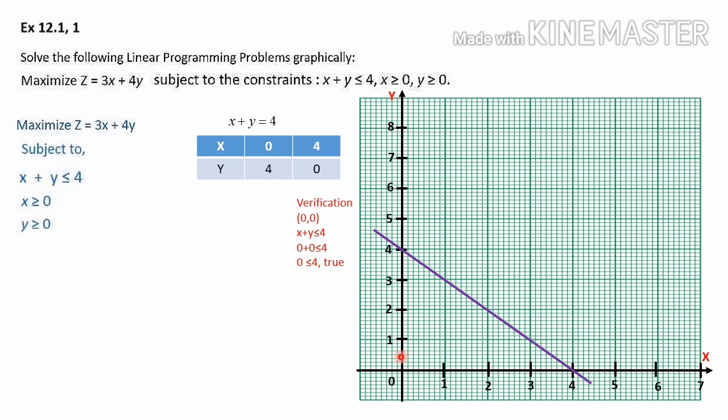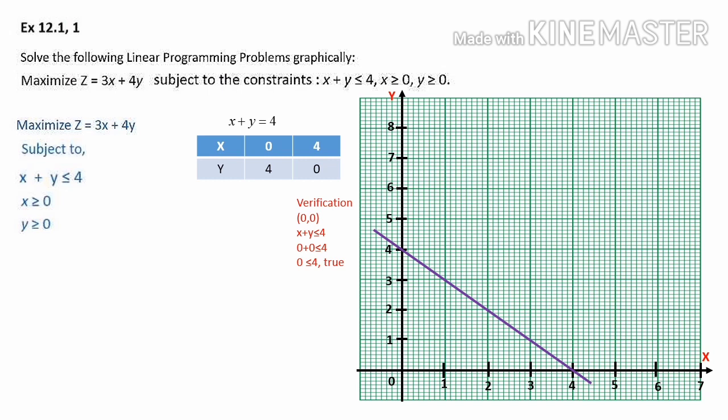Here I am taking the easiest point, that is (0, 0). This (0, 0) lies below the line. The region is below the line. This is your line, this is the equation x plus y is equal to 4. I am taking a point (0, 0). This point (0, 0) lies below the straight line.